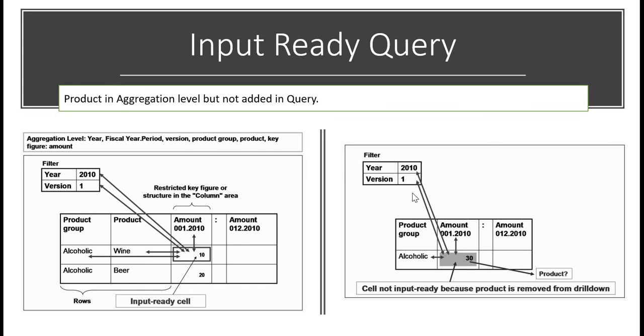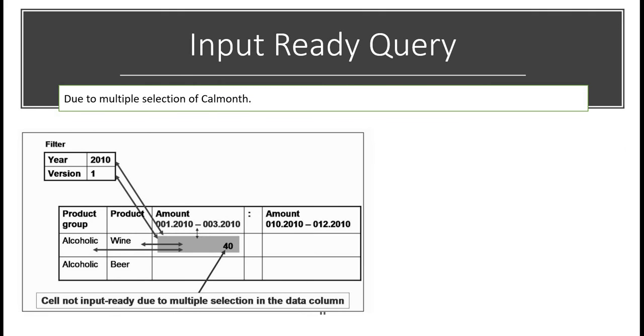Now we will go through the examples where the cell is not input ready, and I will tell you the reason. On the right hand side you can see that this cell is not input ready. The reason is the product is in the aggregation level but not added in the query. Meaning that if any characteristic is not added in the query but is available in the aggregation level, in that case the cell cannot be input ready. Now going to the next example.